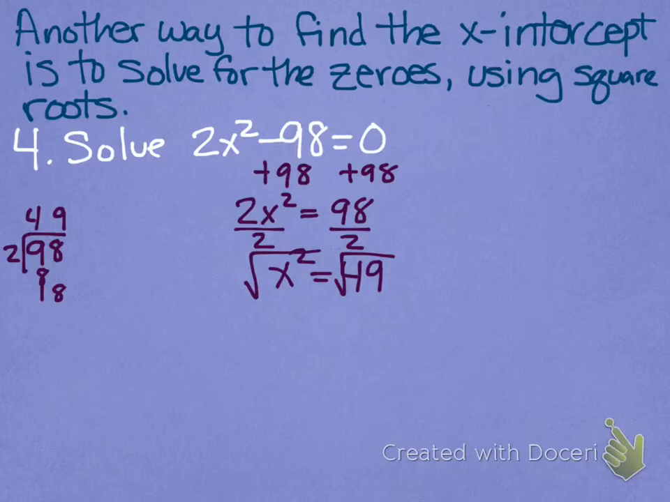Then I take the square root of both sides to get x equals plus minus 7. Because remember, -7 times -7 equals positive 49. And regular 7 times regular 7 equals 49.